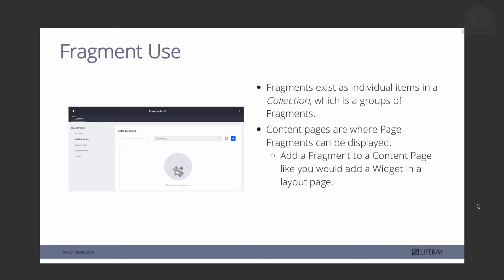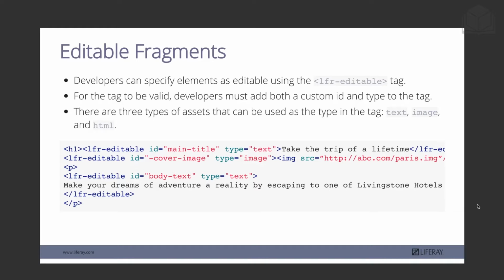All right, and then we can use those again on these special content pages. So we have to create a content page and add those fragments to the page. We'll take a look at what that looks like. For us, as we are creating these fragments together, in order to make individual elements of the fragment editable, we can use the Lfr Editable Tag. Now, the Lfr Editable Tag requires a couple of things. Namely, it requires an ID as well as the type.